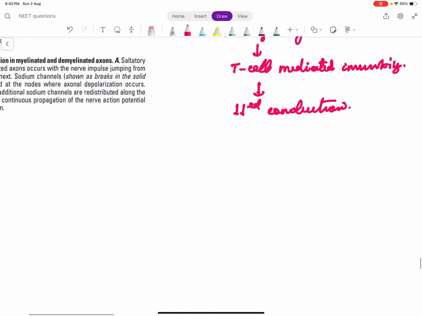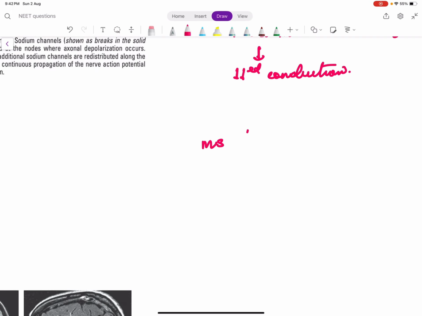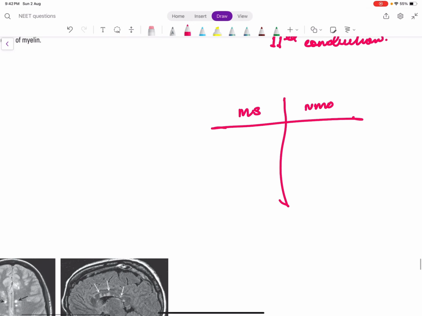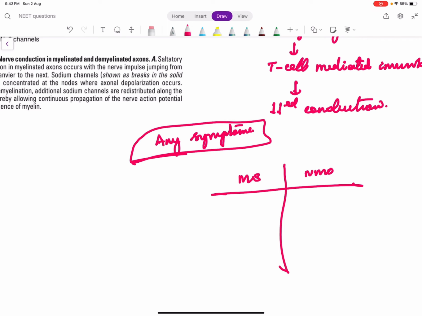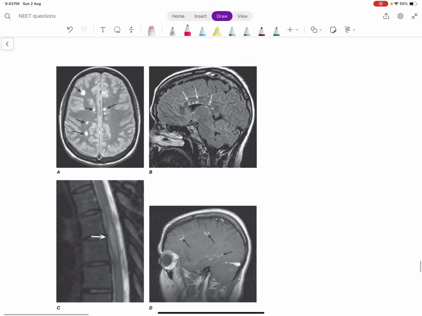So I told you we have two CNS demyelination diseases. One is multiple sclerosis, another one is NMO. This demyelination can present with basically any symptom. If demyelination occurs in the cerebrum, we will get seizures or memory loss, etc. If it occurs in the cerebellum, we will get ataxia. If it occurs in the spinal cord, there will be paraparesis. So practically any symptom can occur. Even CVA like presentation can occur. In neurology any symptom can occur with demyelination.